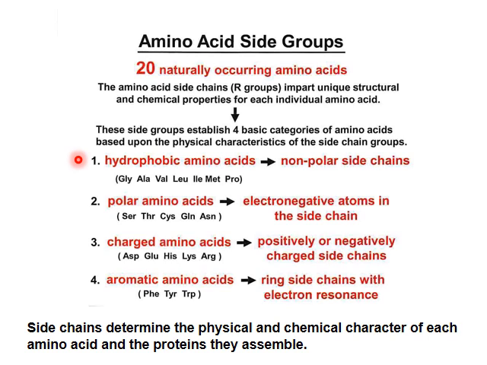So that's the best way to do it. So we'll talk about these in their structural components, whether they're hydrophobic, where they have nonpolar side chains. They're polar amino acids, that they have electronegative atoms in the side chains. They can be charged because they have acidic and basic groups on them. They can be positive or negatively charged based on the pH, or they could be aromatic ring systems.